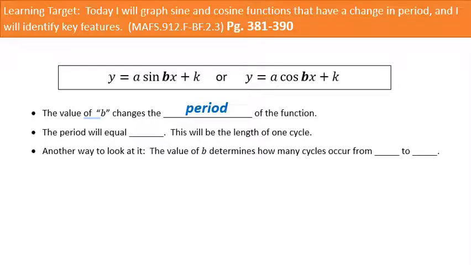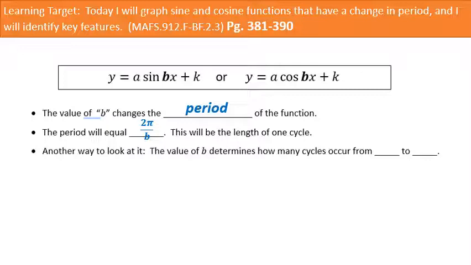Remember what period is. That's the horizontal distance from one point on one cycle to the same point on the next cycle. Okay, in science you may have talked about this as wavelength. But we refer to it as the period. Okay, so the period is equal to 2 pi divided by b. That is the length of one cycle in this periodic function.